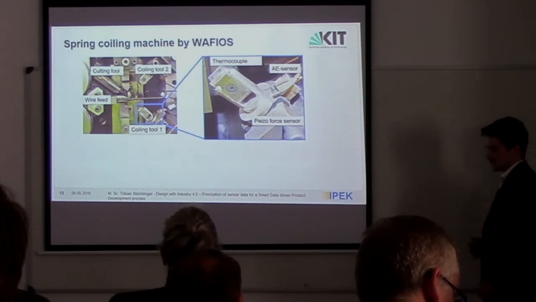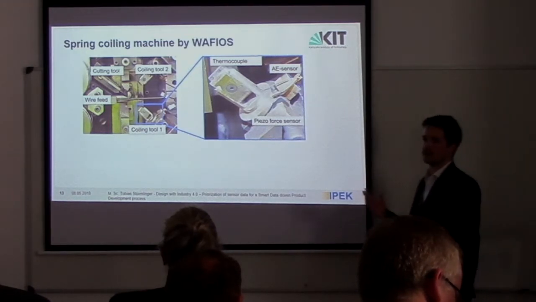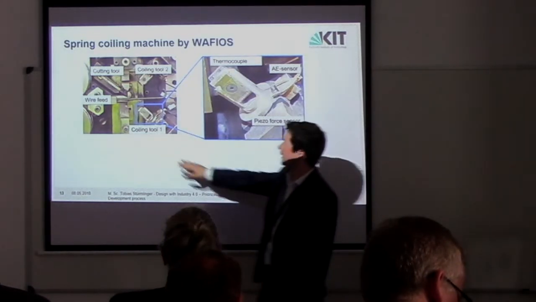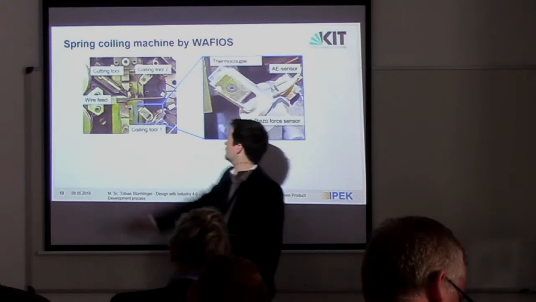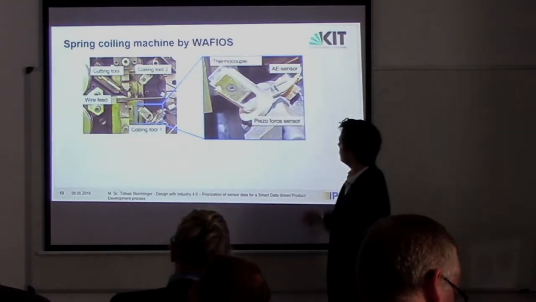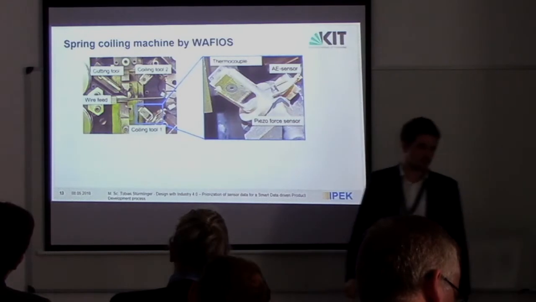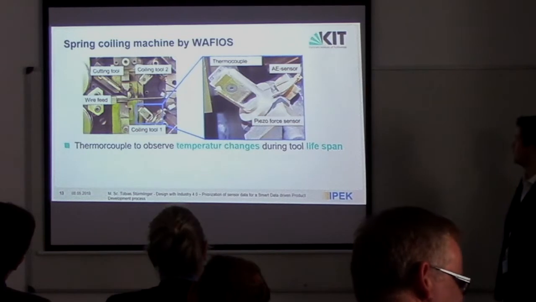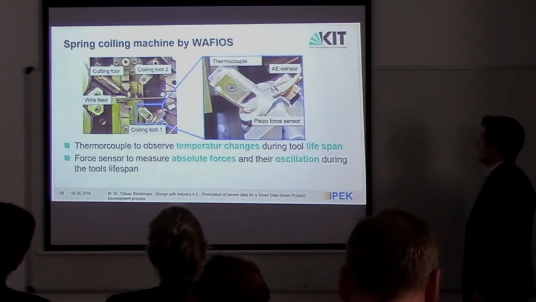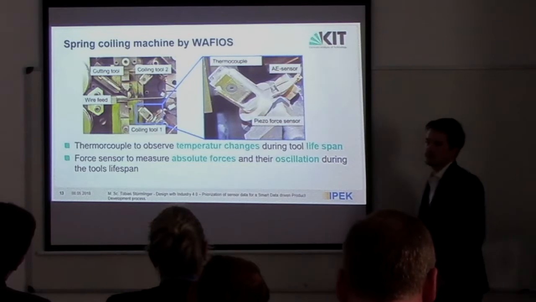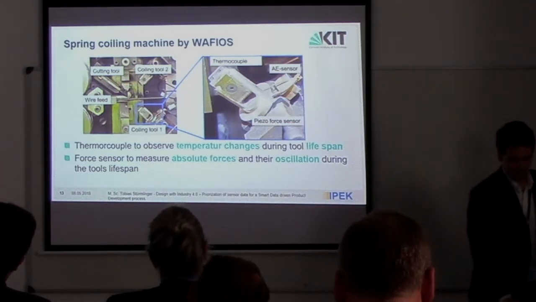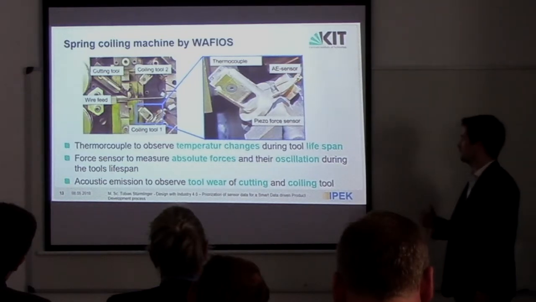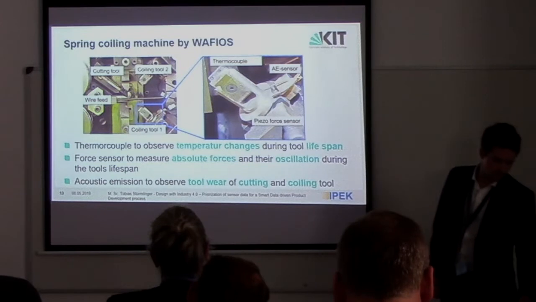Additionally to the sensors we already have in the machine, like a camera system for the quality measurement, or for example the measurement of the torque of the wire feed, we implemented a thermocouple at the coiling tool, a piezo force sensor to measure the forces we have here, and an acoustic emission sensor. So we hope to get information about the tool wear, about the different tools in the production system.